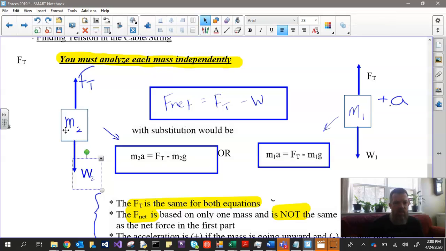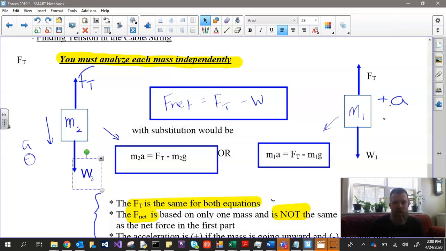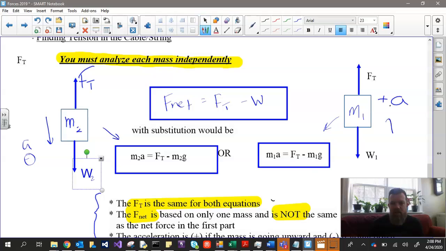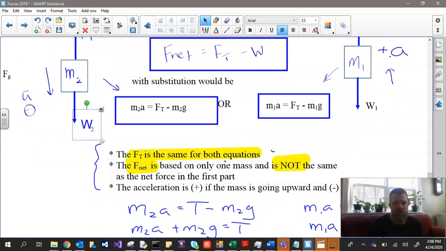The only difference is if this is the heavier one, it's going down, so the acceleration is going to be a negative value. On this side, it's going up, so the acceleration will be a positive value. When you put the positive and negative in here, that makes up the difference and gives me the same force of tension for both. There are a couple of notes down here. Like I said, the F net is based on only the one mass. It's not the same as the net force above.